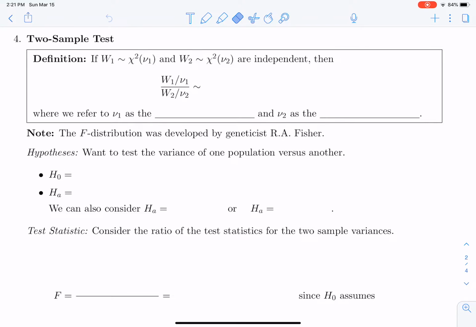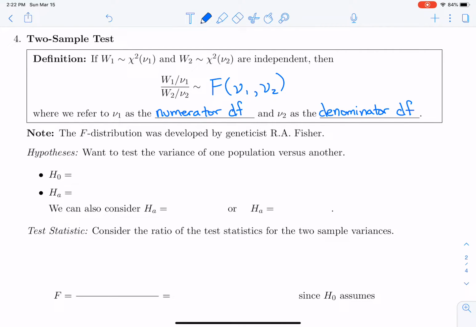Then we can look at the distribution of W1 over nu1 divided by W2 over nu2. And this actually has a distribution called the F distribution with degrees of freedom nu1 and nu2. Nu1 we refer to as the numerator degrees of freedom, and nu2 we call the denominator degrees of freedom. And this F distribution was developed by the geneticist R.A. Fisher.